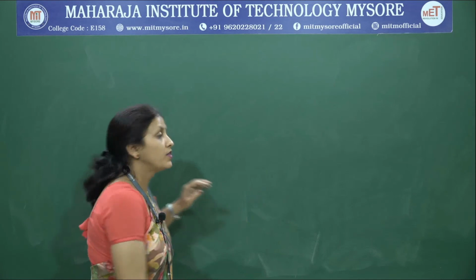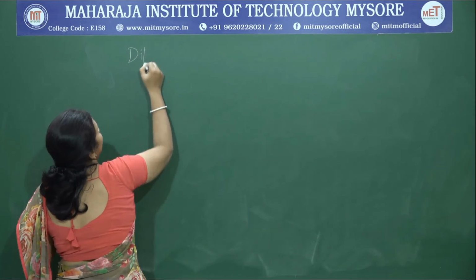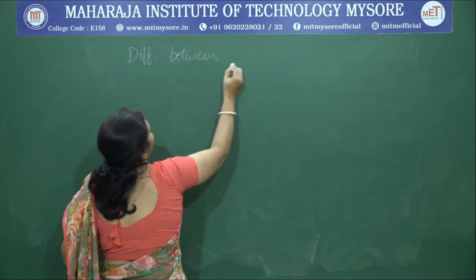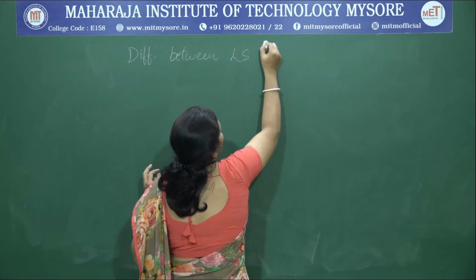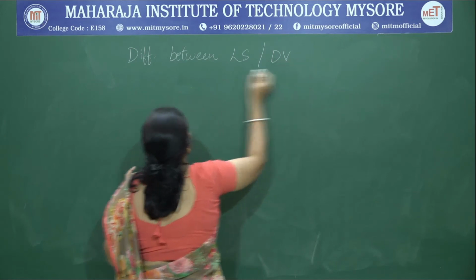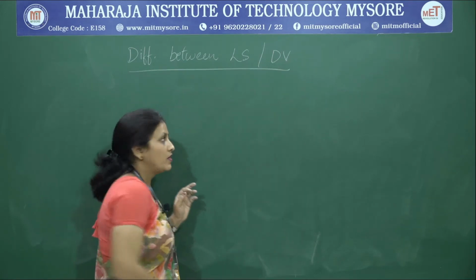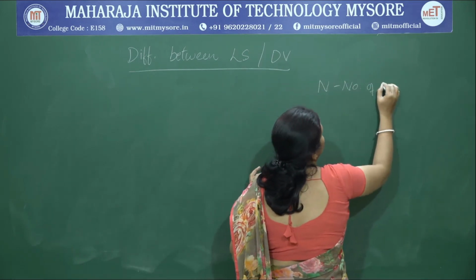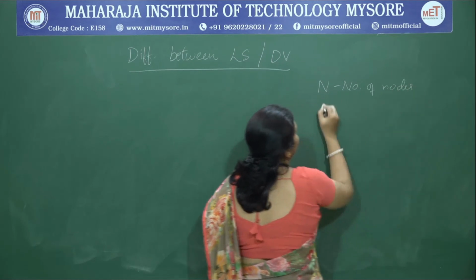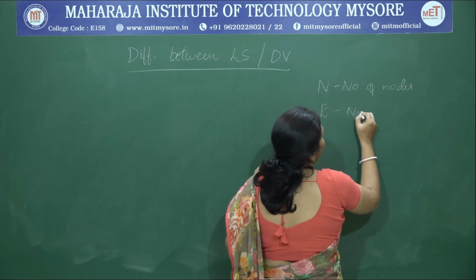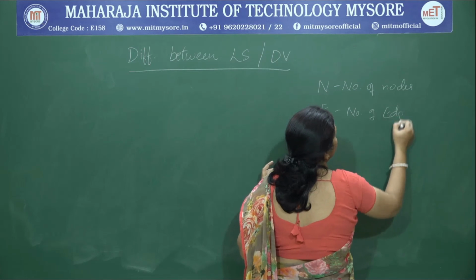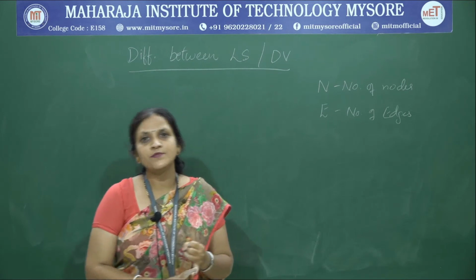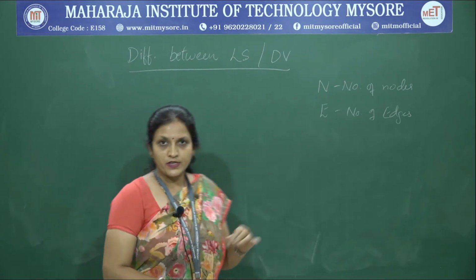So, our next topic of discussion is the difference between the link state routing algorithm and the distance vector routing algorithm. Considering n as the number of nodes in the network and E as the number of edges or links in the network.